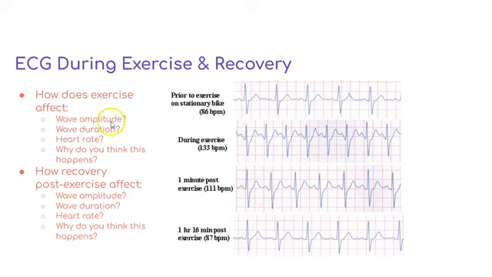And let's see how exercise can impact the ECG waves. During the exercise, the amplitude of each wave, which means how tall our wave is going to be, is going to be increased. So how does exercise impact the wave amplitude? It's going to be increased. How about the wave duration during the exercise? The wave duration is going to be decreased during exercise.